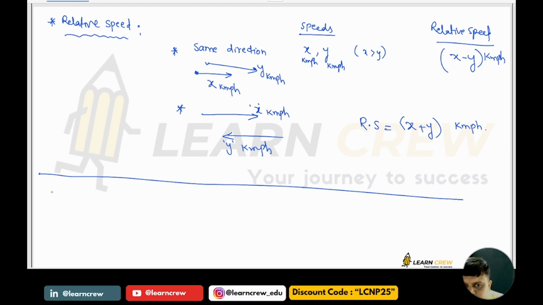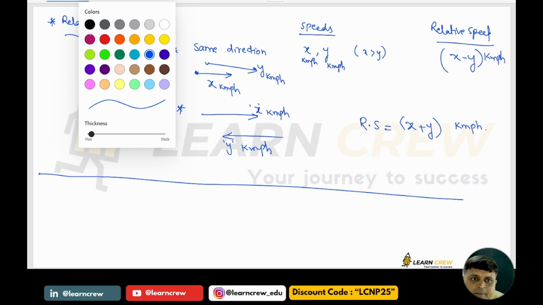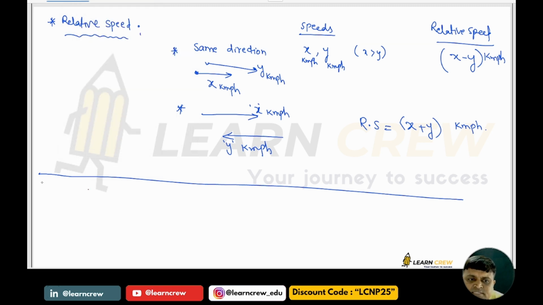Now application of time, speed and distance on trains. First one. See, this is a train. A train of length LT. It is a tree or a man.